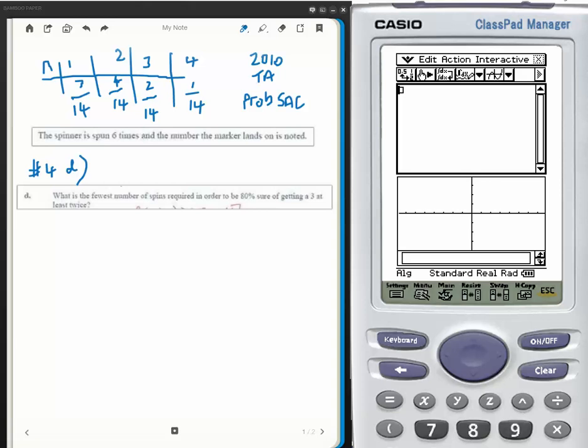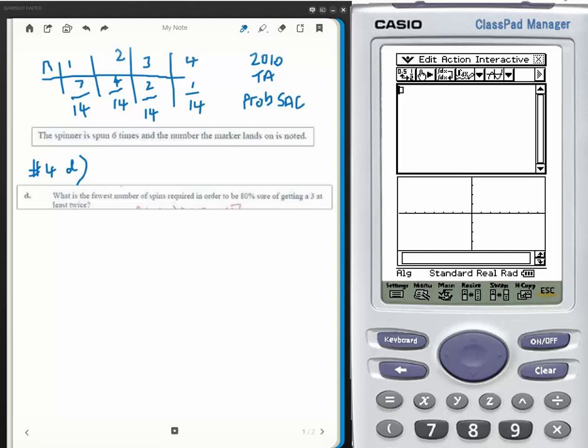This is for Year 12 Methods. It's the 2010 Tech Aloud Probability SAC, looking at question 4D. Question 4 starts off with a discrete probability distribution, n, where n could be 1, 2, 3 or 4, and that's a spinner being spun.